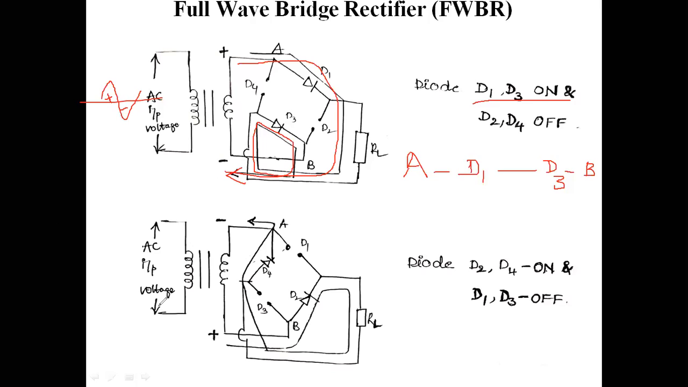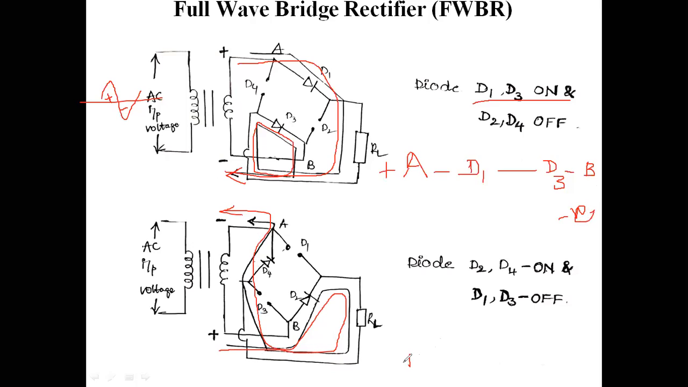Next, the AC input voltage is applied with respect to the negative polarity. Negative of negative will become positive. This terminal will become more positive when compared to this terminal. Then the flow of current takes place in this direction, from positive to B, and finally it ends at the negative terminal.